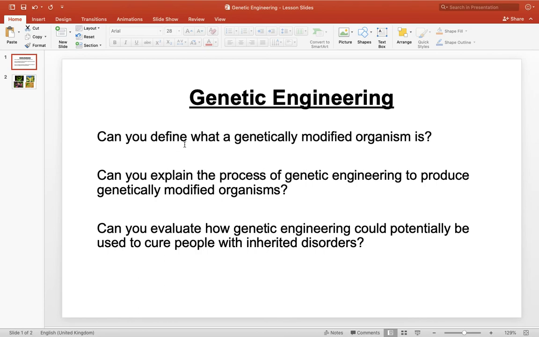So you should now be able to tell me what a genetically modified organism is. You should be able to explain the process of genetic engineering to produce genetically modified organisms, and you should be able to evaluate how genetic engineering could potentially be used to cure people with inherited disorders.